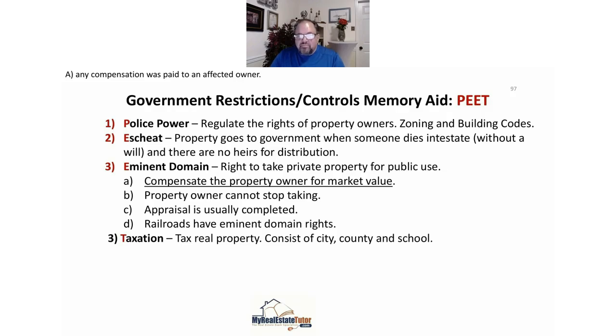So if you look at number one, the government does have the right to regulate property. This is zoning, building codes. If you look at three, eminent domain, this is the government's right to take private property for public use, to compensate property owners. Okay. So the big difference between police power and eminent domain is money or compensation. Okay. Eminent domain, the owner is going to be compensated. Police power, there is no compensation. Okay. So the big difference is answer A. Any compensation was paid to an affected owner. Okay. That's the big difference.